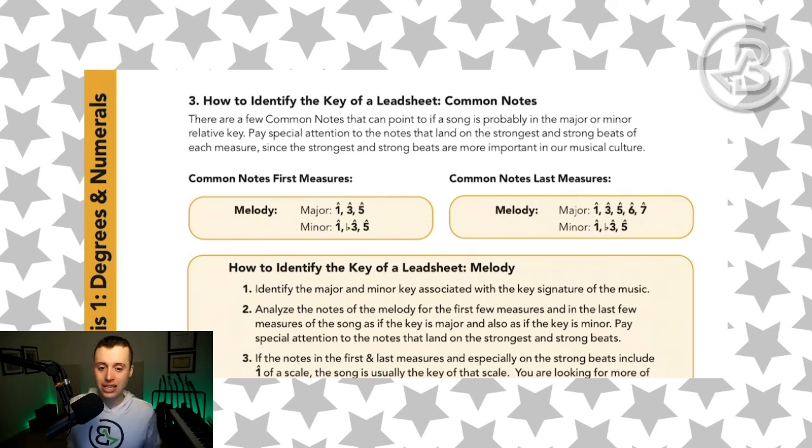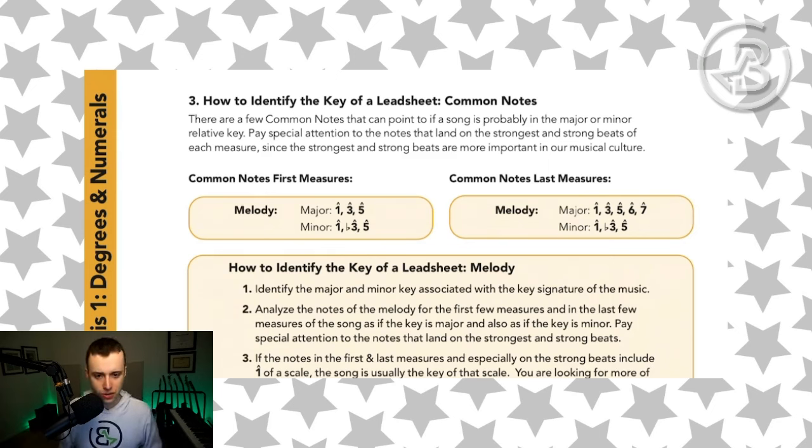So common notes in the first measures: you're going to look at the first 3, 4, 5 measures. You're going to look for scale degrees 1, 3, and 5 from the major scale in general, but especially landing on strongest and strong beats. And you look for scale degrees 1, flat 3, and 5 from the natural minor scale, landing on strongest and strong beats.